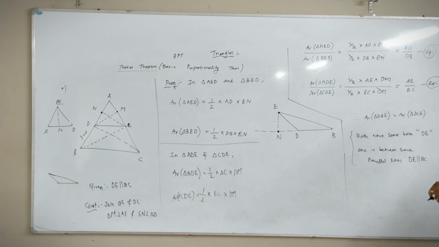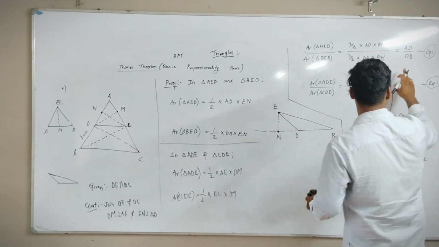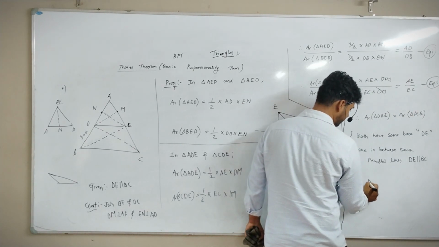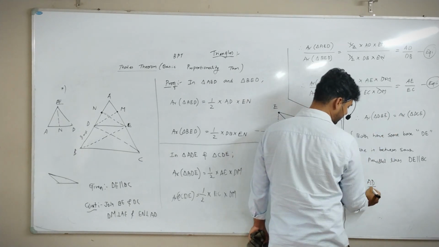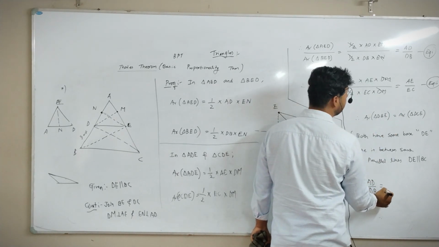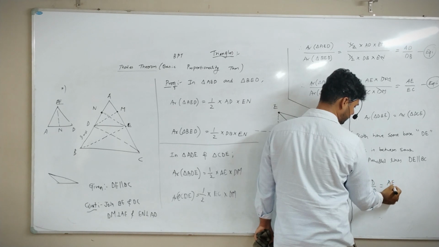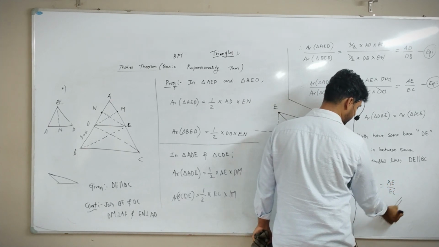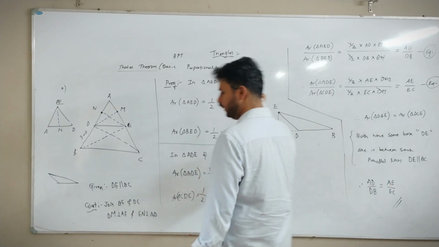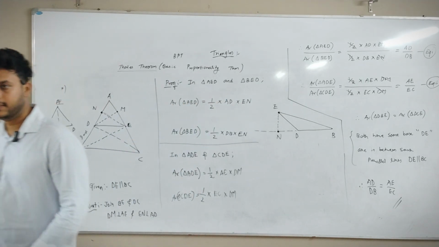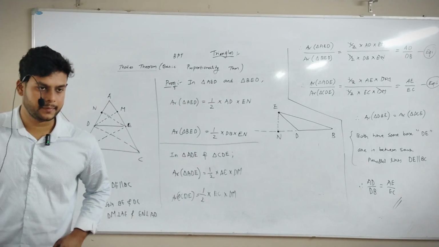So therefore I can equate AD by DB is equal to AE by EC. This is the proof. We can stop here. Any doubts? Okay, once again I will tell you, stop writing.